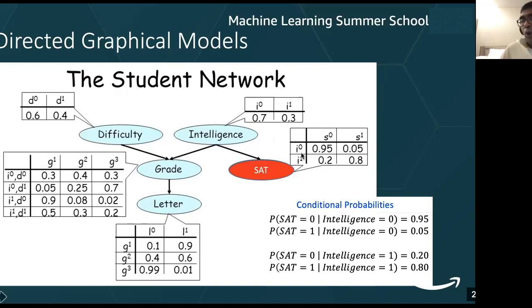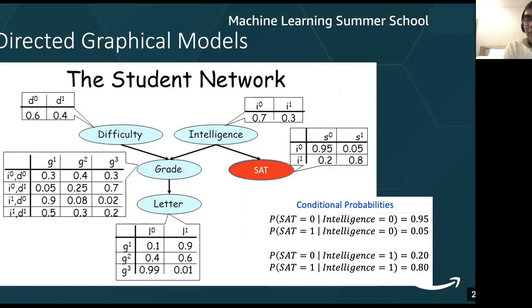In the case of low intelligence, you can see that at the intersection of I0 and S0, the probability value there is 0.95. So what this essentially signifies is that if the student is not very intelligent, then what is the probability that his SAT score would be low?